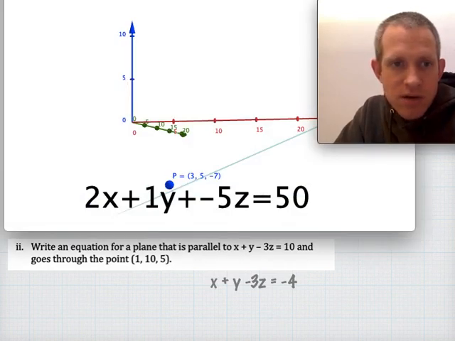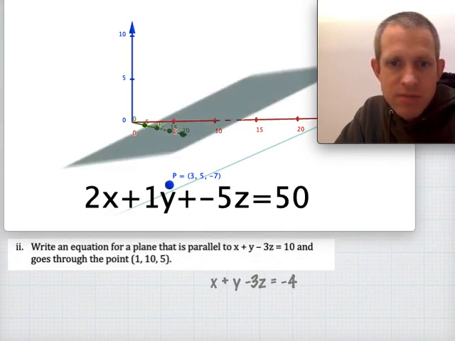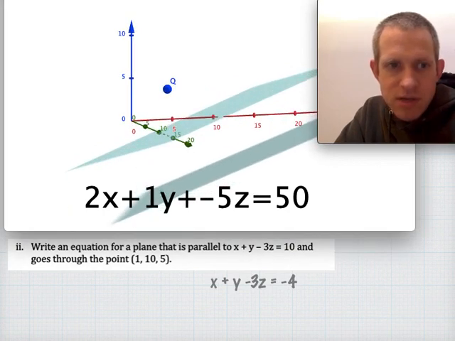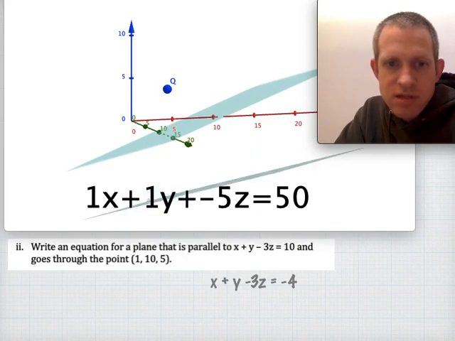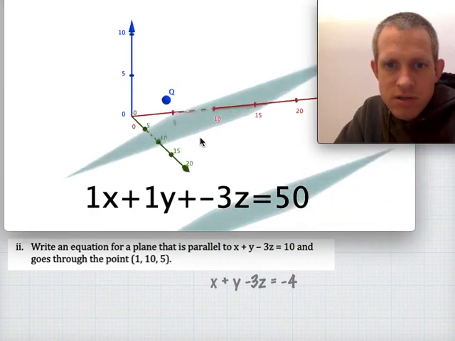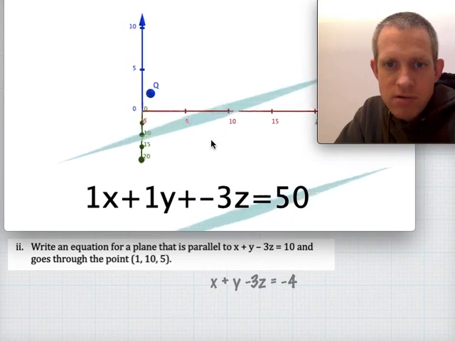So I want my new plane to be, where did it go here? I want it to be parallel to this one, but to go through the point 1, 10, negative 5. So to make that happen, we said we needed the orientation of the plane to be a 1 and a 1 and a negative 3. Notice those planes are parallel.